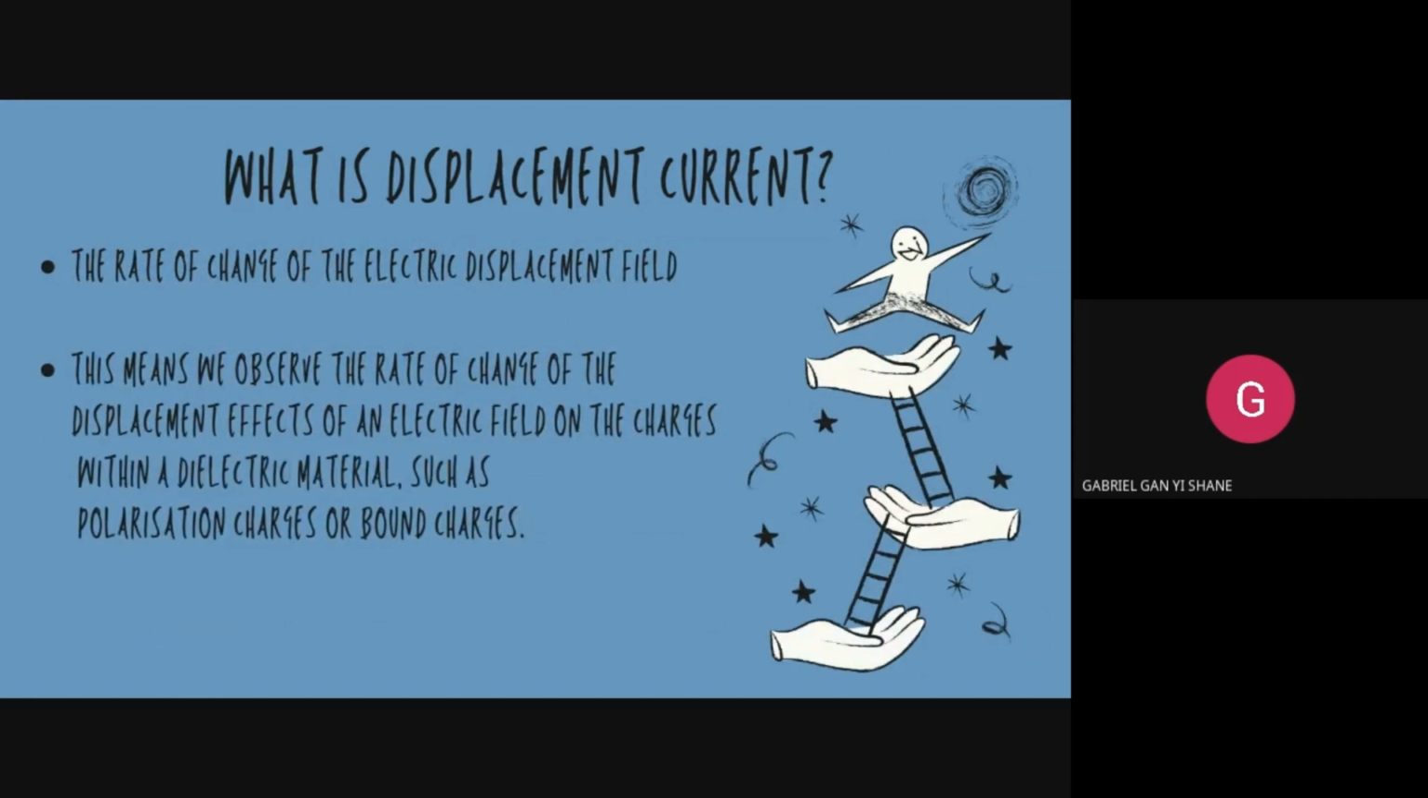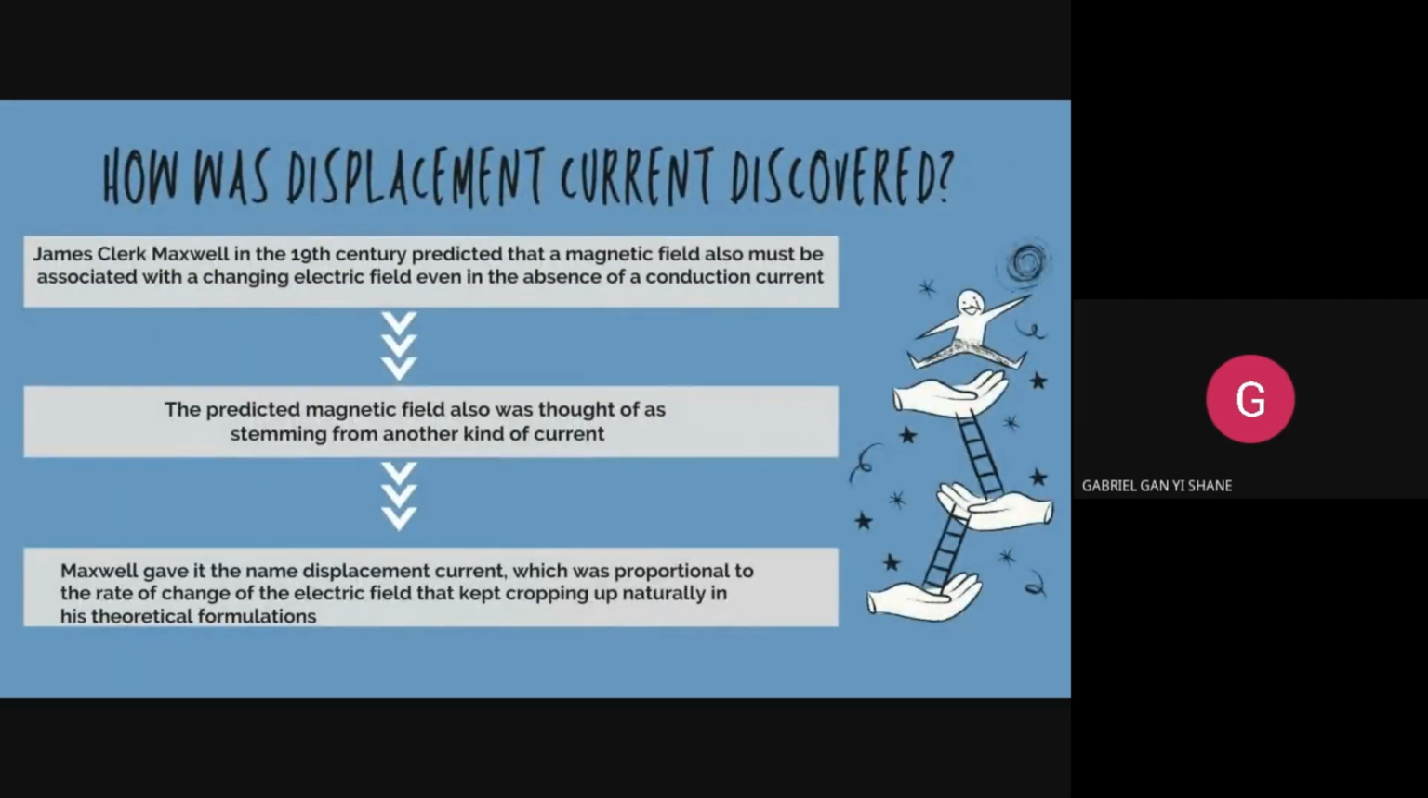Now to start off this presentation, we ask ourselves, what is displacement current? In the field of electromagnetism, displacement current is the quantity that appears in Maxwell's equations and is known as the rate of change of electric displacement field. This means that we observe the rate of change of the displacement effects of an electric field on the charges within a dielectric material, such as polarization charges or bound charges. It can also be defined as a phenomenon analogous to an ordinary electric current, posited to explain magnetic fields that are produced by changing electric fields.